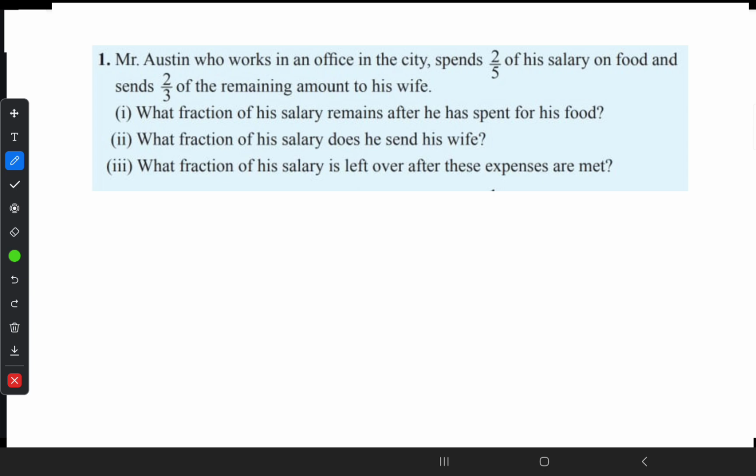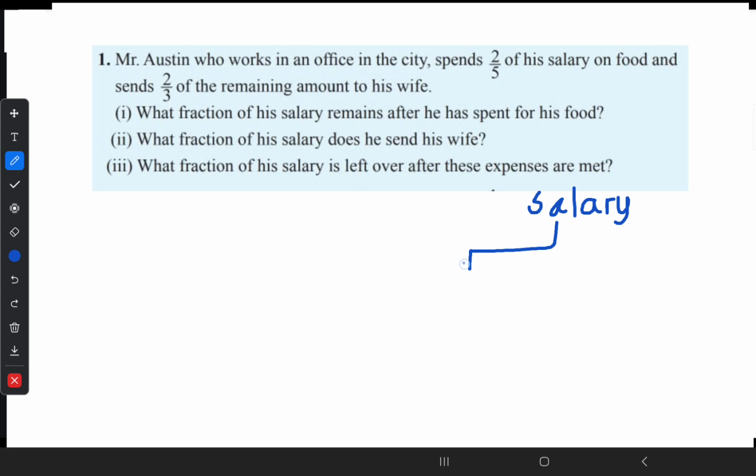Mr. Austin, who works in an office in the city, spends 2/5 of his salary on food and sends 2/3 of the remaining amount to his wife. This is the given statement. Austin works in an office in the city. So the parameter he is going to consider is his salary. His salary was split into some portions for food and the remainder to his wife. That's what we are going to find.